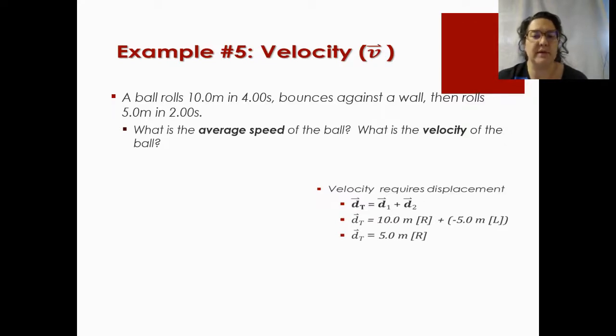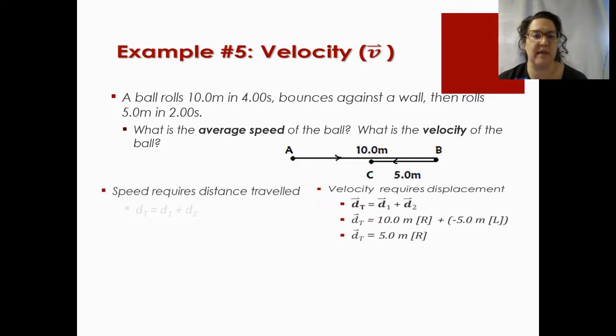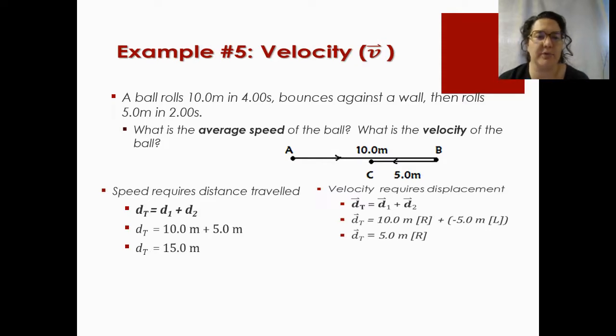So here we're going to find the average speed and velocity of a ball. A ball rolls 10 meters in 4 seconds, bounces against a wall, then rolls 5 meters in 2 seconds. What's the average speed of the ball? What's the velocity of the ball?